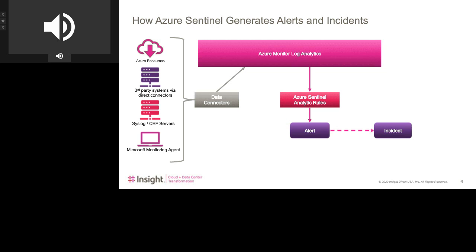Those data connectors take the data and push it into the Azure Monitor log analytics. That is where all the data for Azure Sentinel is stored. Then, through a series of Azure Sentinel analytic rules, it will go out, query the log analytics, and determine if there are any events that match the rules. If there are, it creates an alert. The alert can also create an incident, or it doesn't have to if you just want the alert out there for the machine learning to recognize it. But if there is an incident, you can investigate it, and that's what we're going to look at today.